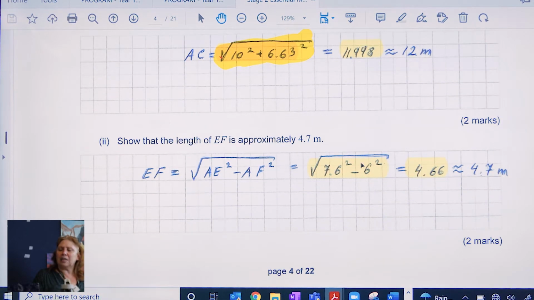So we want to see that it's a minus. So we are finding the side. So it's hypotenuse minus another side. And we want to see this 4.66.